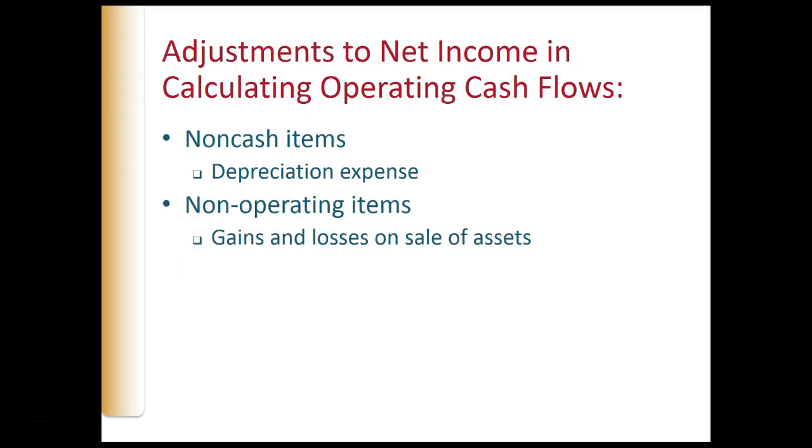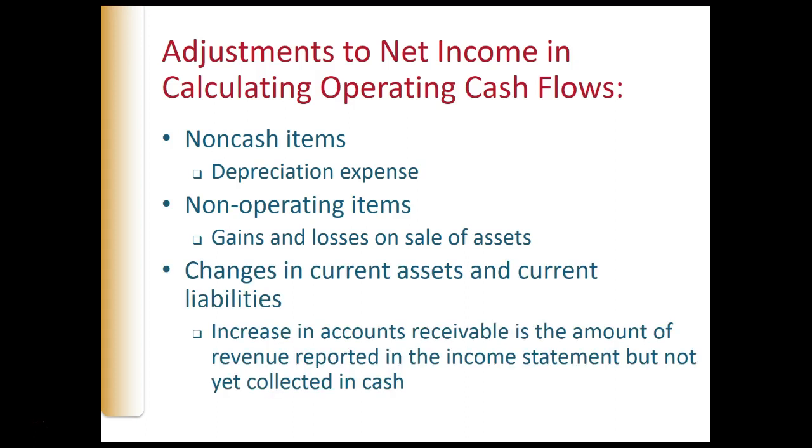So we have adjustments to net income in calculating operating cash flows, which include some non-cash items, some non-operating items, and some changes in current assets and current liabilities. Now, non-cash items are items that are included in revenues and expenses, but they never affect cash. The biggest one here would be amortization expense or depreciation expense.